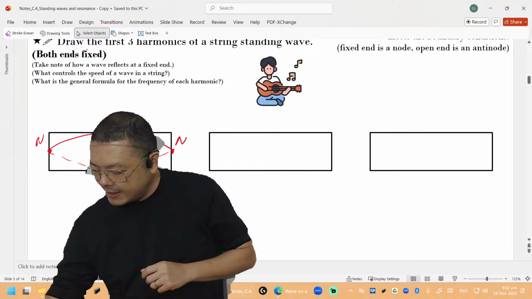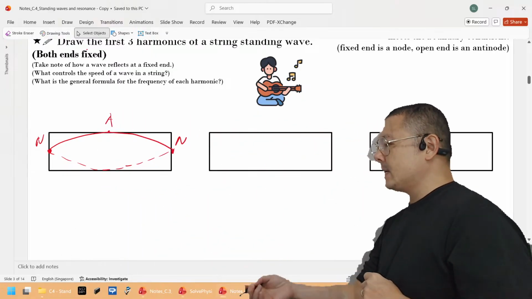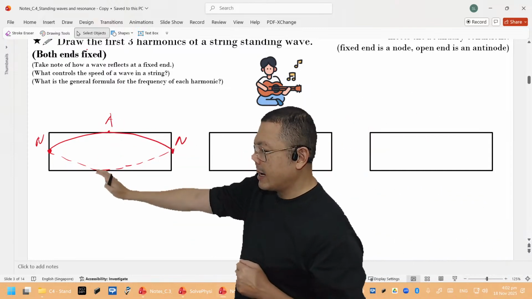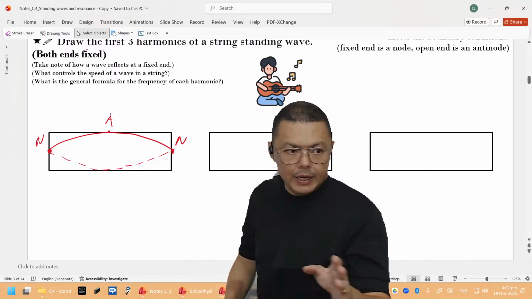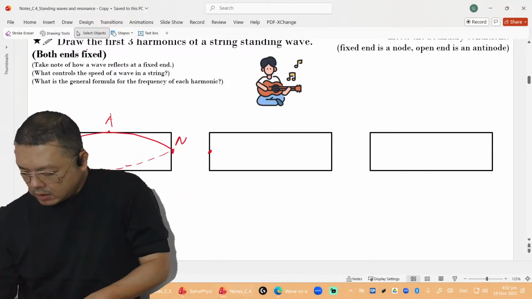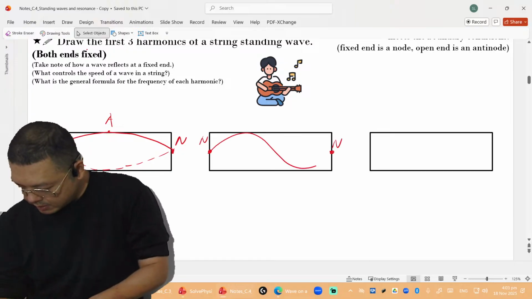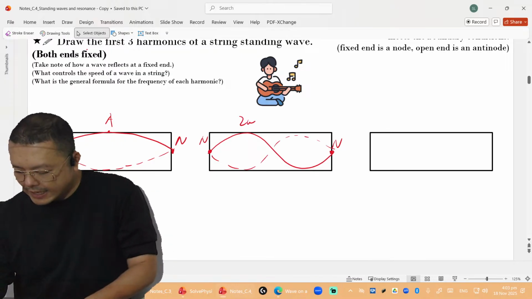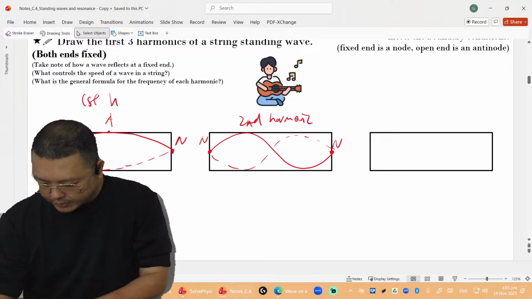The middle here will be the antinode. Do not mistake: antinode is maximum displacement. So even if the wave is pointing down, that's still an antinode. What's the next one? Node, node, node, node. One full wave. This is the second harmonic, and this is the first harmonic.